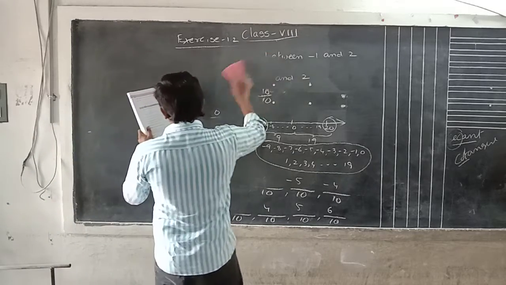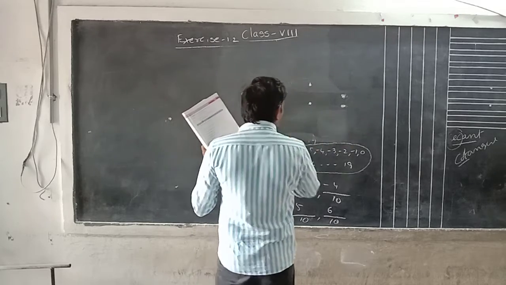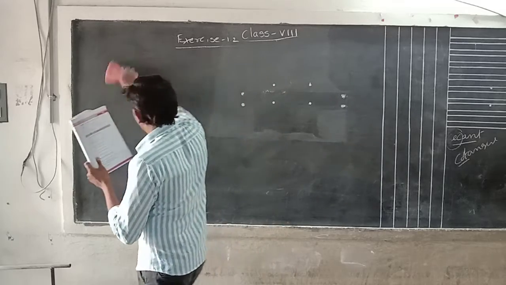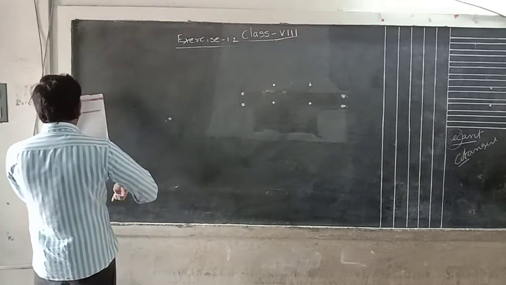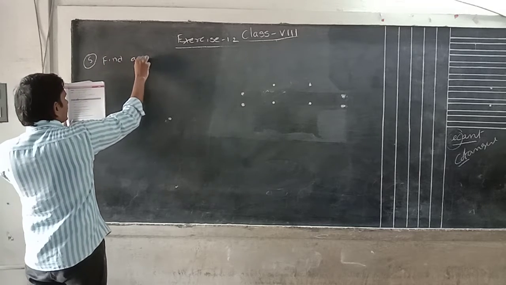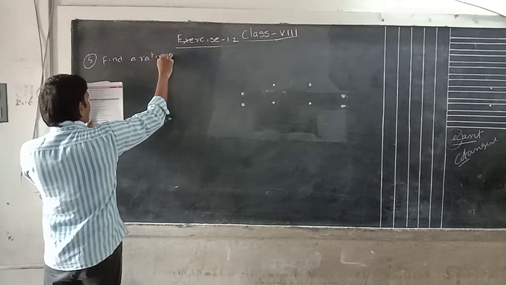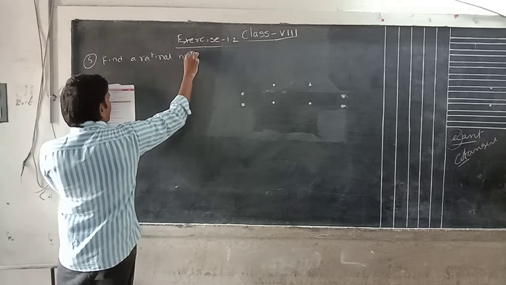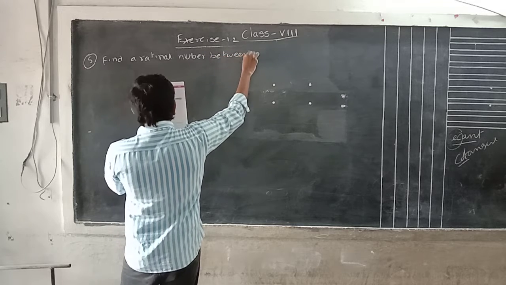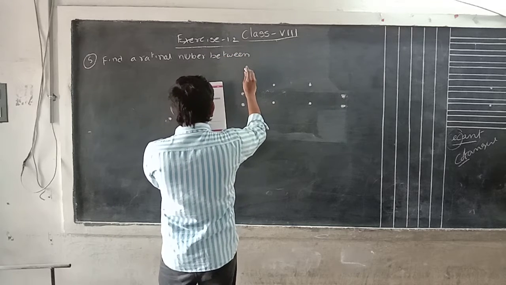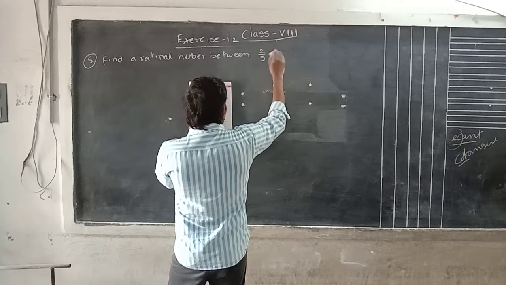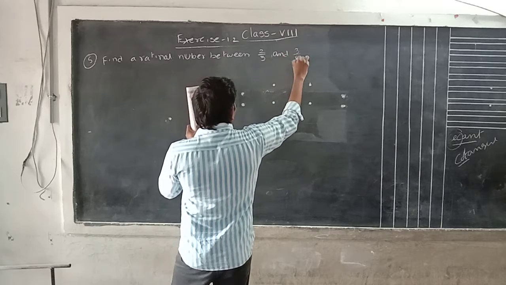Next, go for the answer to the fifth question. Here the numbers are given, but how do we get the rational numbers between the given fractions? Okay, fifth one: find a rational number between 2 by 3 and 3 by 4.